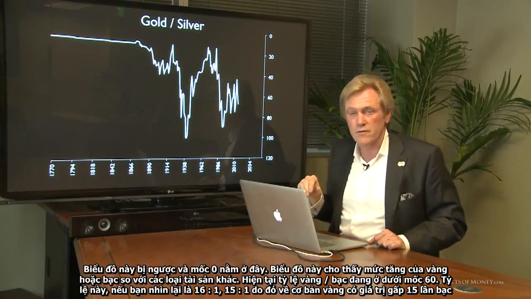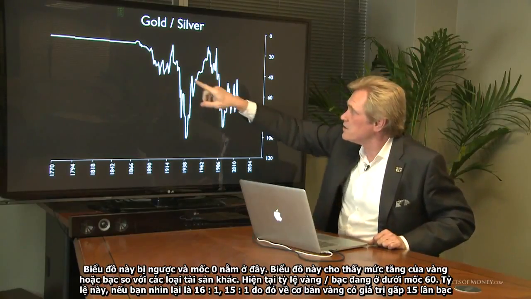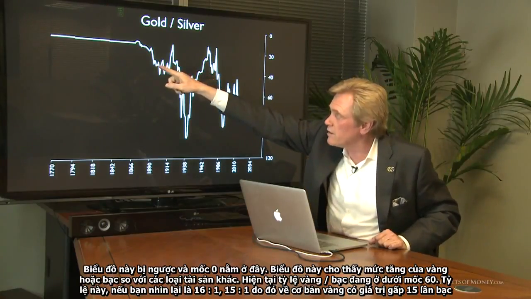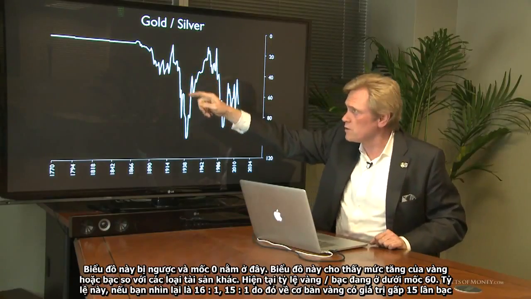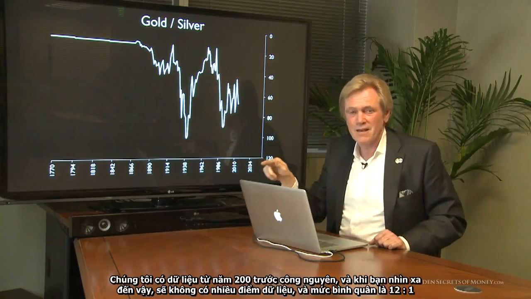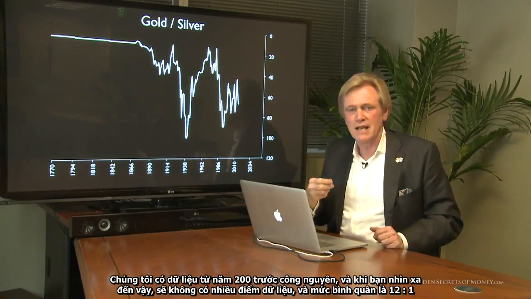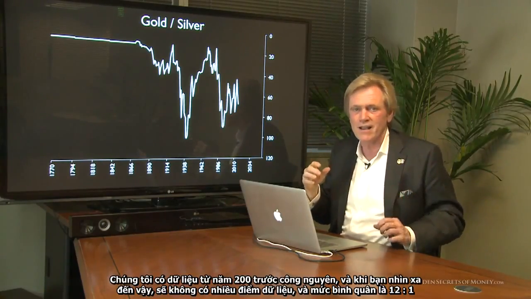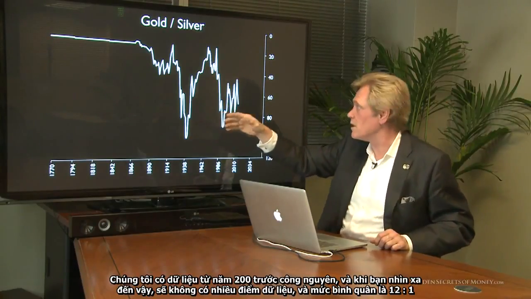Right now, the gold-silver ratio is way down in the 60s here. This ratio, if you look back, goes 16 to 1, 15 to 1. So basically, silver's value was 1/15 of gold's. I've got a chart going back to 300 BC. Now, when you go back that far, there aren't very many data points, and you're getting data points from one area of the planet or another area. But the average going back is 12 to 1.